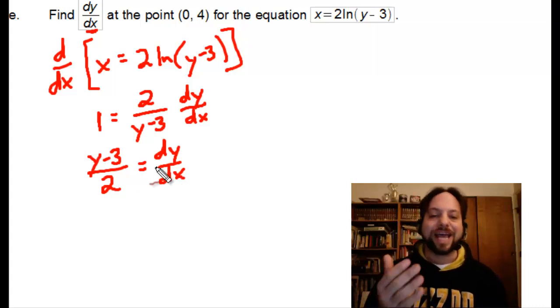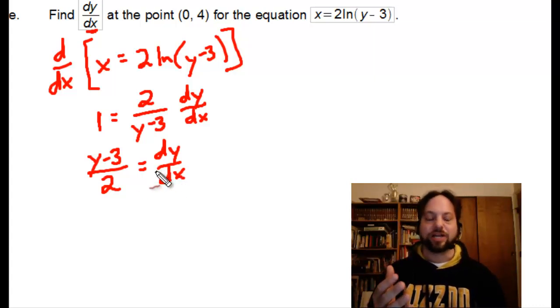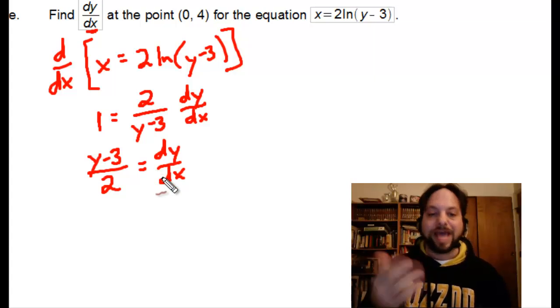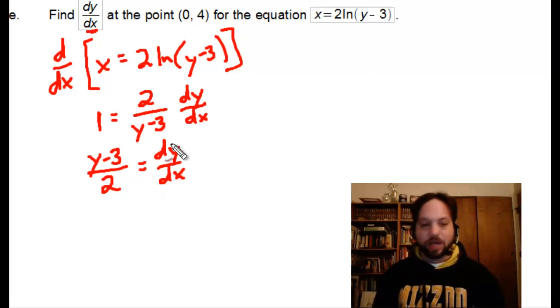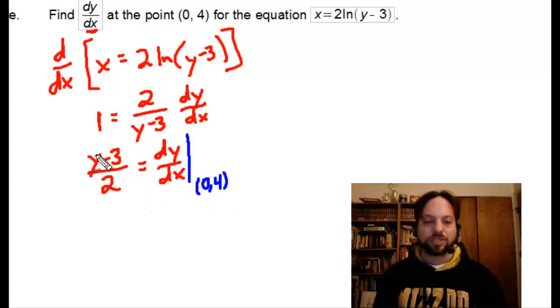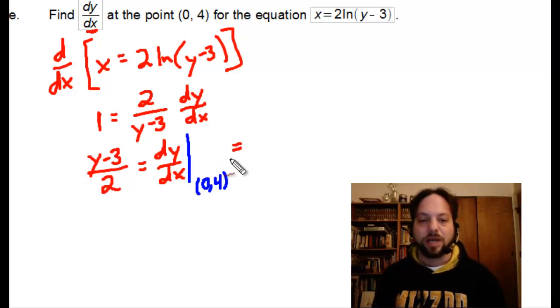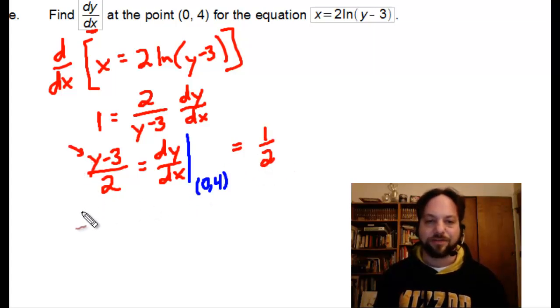Now, if we want to find the actual slope of the tangent line, or rather the derivative at the point (0, 4), what we need to do is evaluate the derivative at that point. Now, of course, there is no need for the 0 in this equation because there is no x. But if I plug 4 in for y right here, of course, what I will get is 1/2.